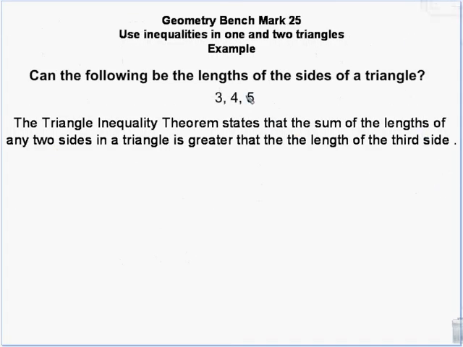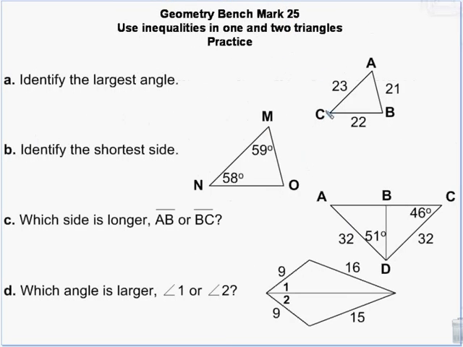Sides of a triangle. Well, 3 and 4 are the smallest, so we're going to check those. 3 plus 4 greater than 5, yes, we all agree? So yes, it can be the lengths of the sides of a triangle. The largest angle is going to be across from the largest side. So we have our 3 sides. Largest side, so it's going to be angle B.